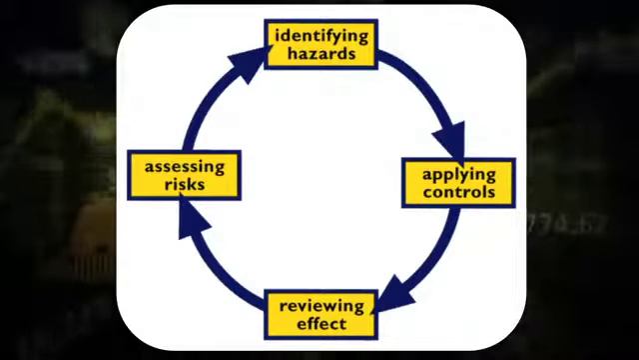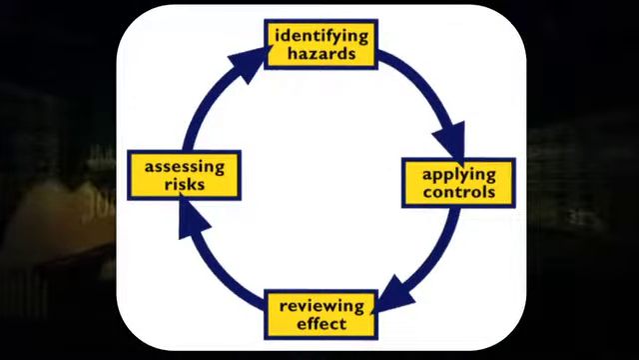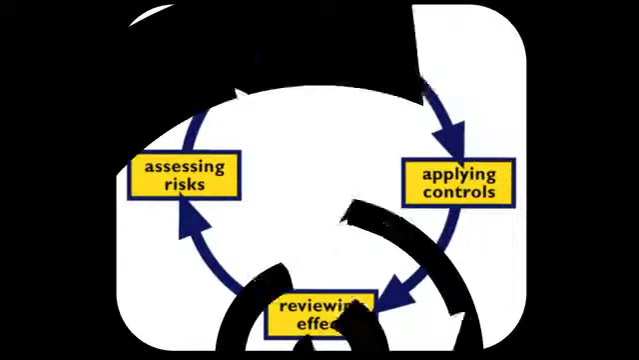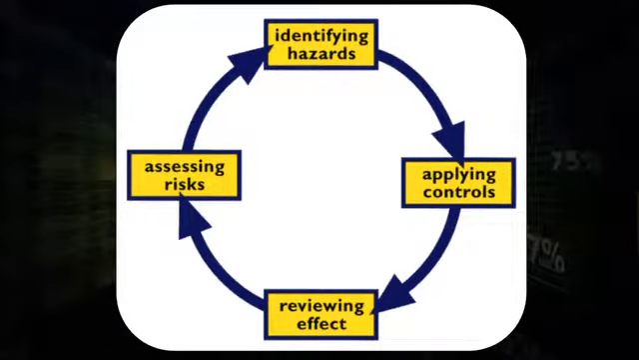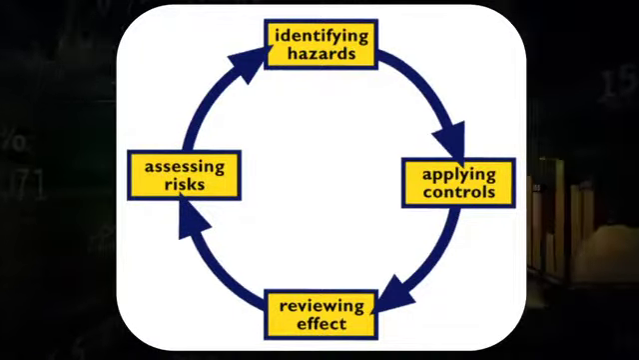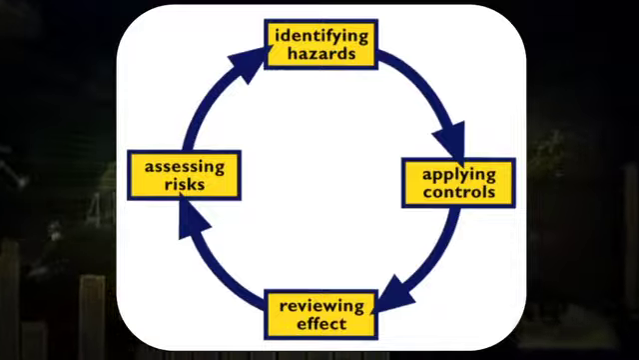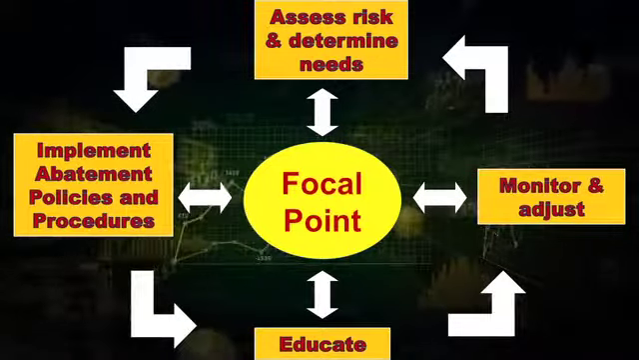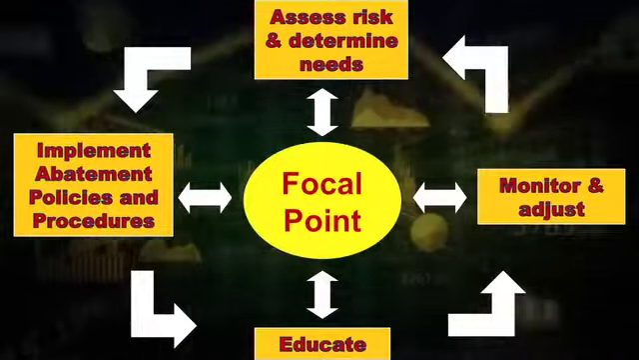The typical risk management cycle looks like this. It could start at any phase because it is a cycle. Identifying hazards, applying controls, reviewing effect, and assessing risk. Notice that it then begins the cycle all over again. Unfortunately, assessing risk is a never-ending job. Experts have identified the importance of what is known as the risk management cycle.